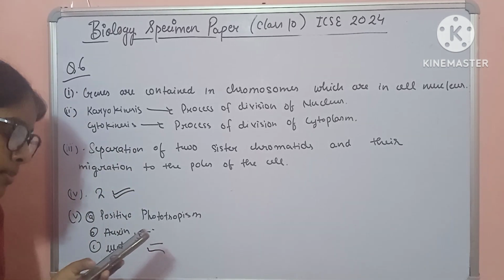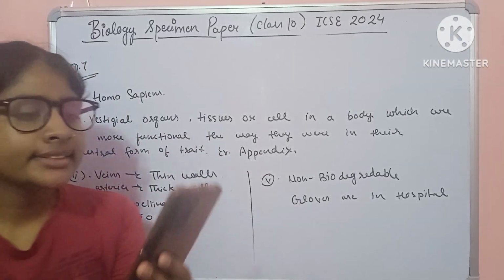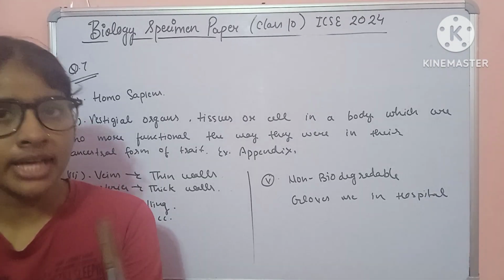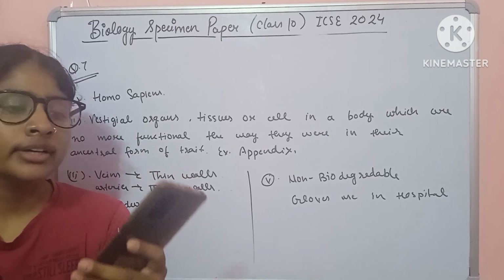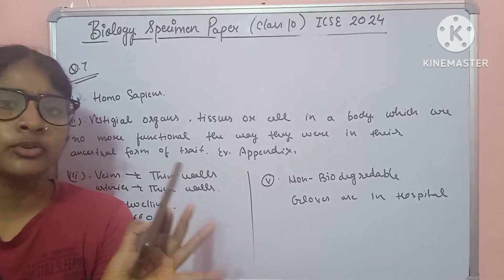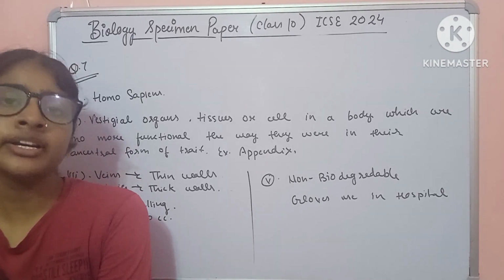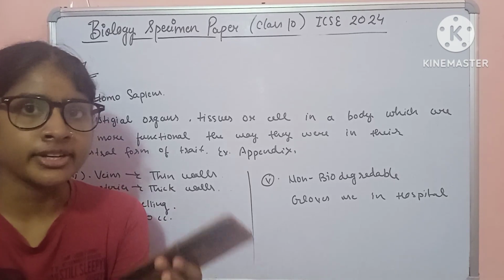Now see question number 7. Question number 7, first part: what is the scientific name for man? The scientific name for man is Homo sapiens. I think you all know this. Second part, what are vestigial organs? Give one example. First of all, understand what vestigial organs are: the organs which were functional in our ancestors but are non-functional in today's generation.